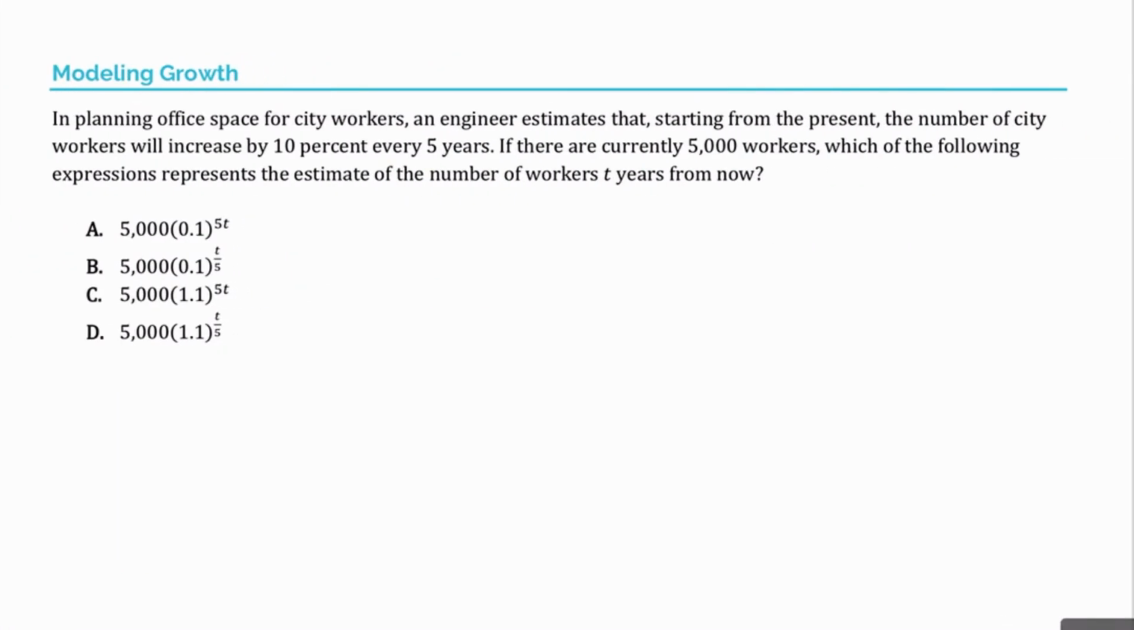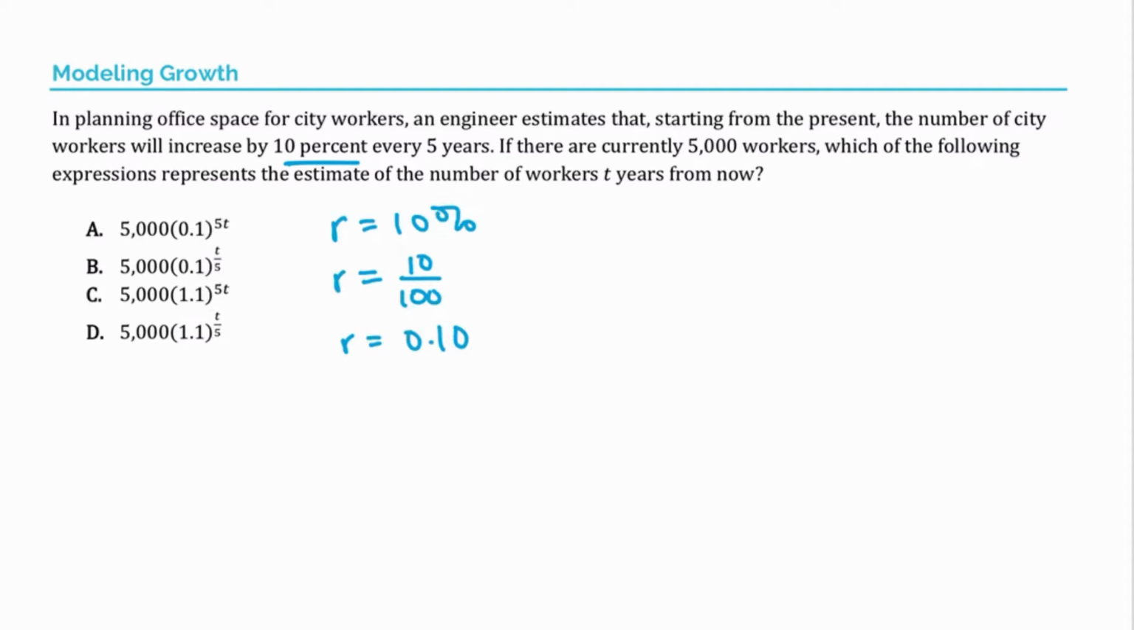All right, one more with modeling growth. This is our last one. In planning office space for city workers, an engineer estimates that, starting from the present, the number of city workers will increase by 10%. Okay, so let's just start right there. R is 10%. That means R is 10 over 100, which means R is 0.10.